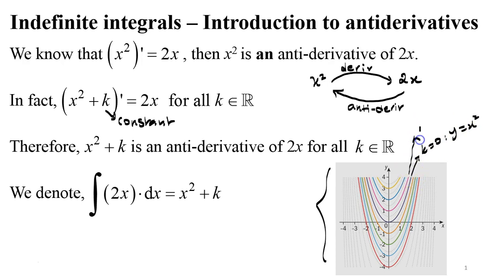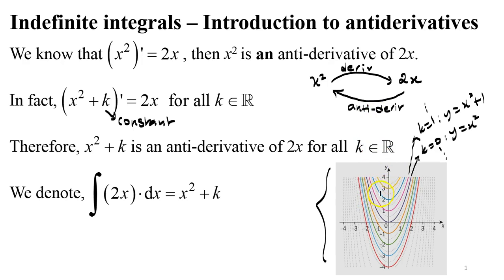However, the one next to it, for k equals 1, would be y equals x squared plus 1, and so on. Whatever the value of k is, k could be any real number, and there are an infinite number of real numbers that k could take. So for that reason, the number of antiderivatives specific to one function is infinite. They represent a family of infinite curves where each corresponds to a specific value of k.